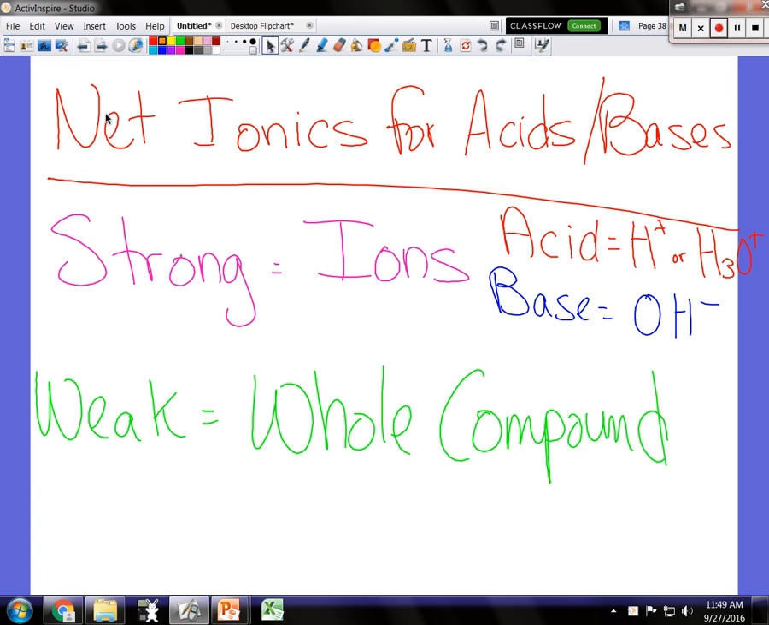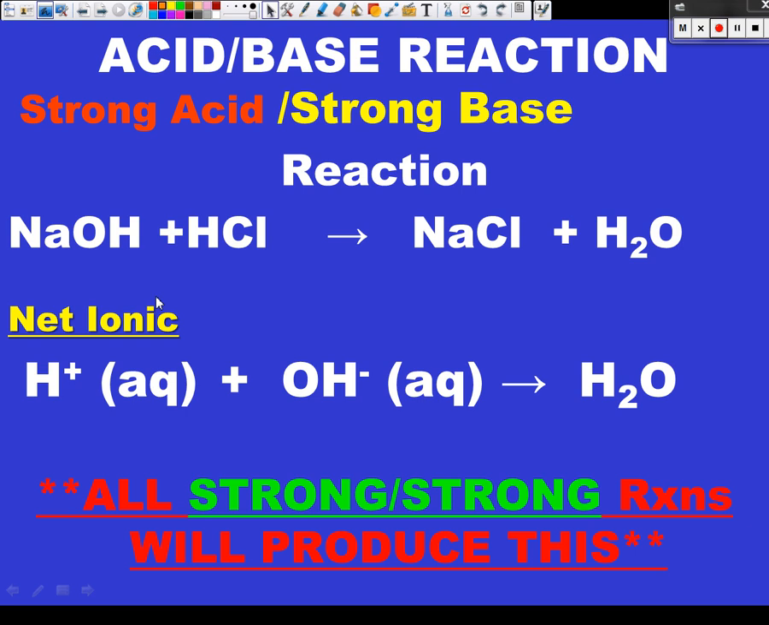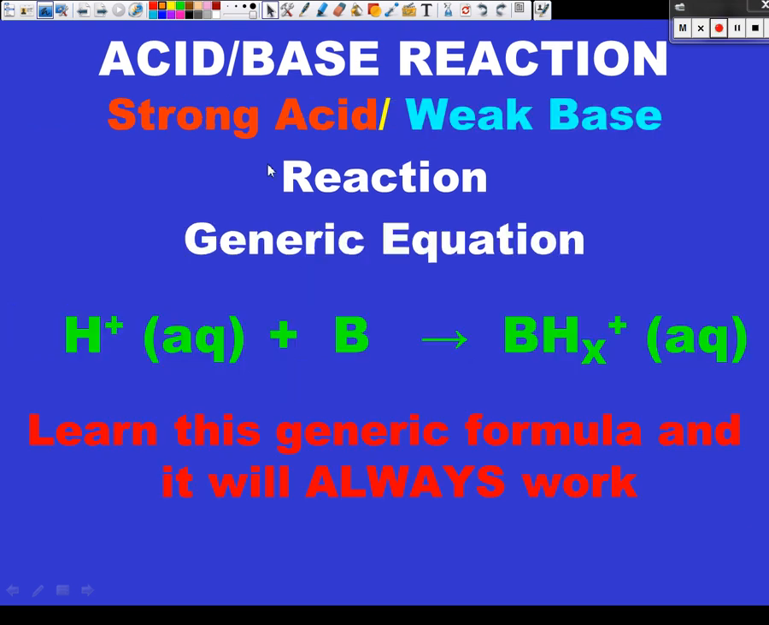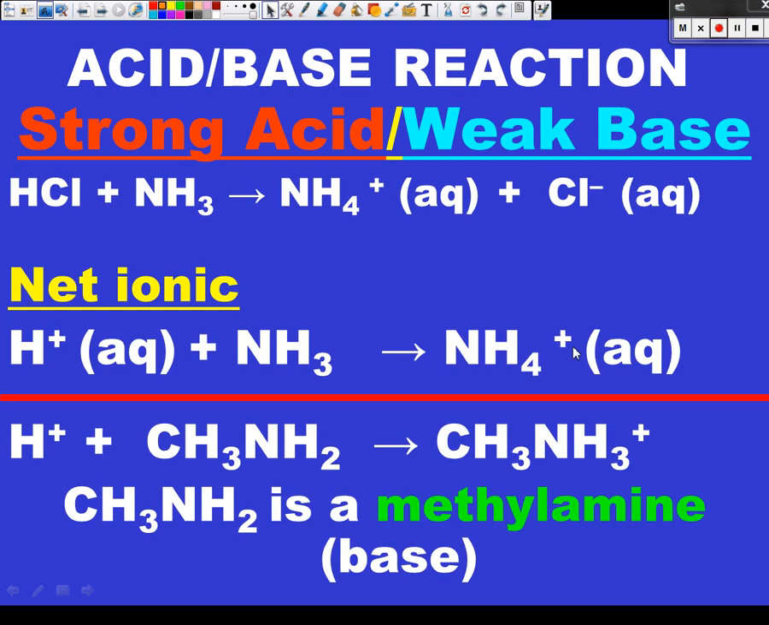So again, if it's strong, it's H plus OH minus yields the water. If it's a strong acid and a weak base, it's the hydrogen ion plus the base yields some form of a hydrogenated base compound. And we saw two examples. Yesterday we saw ammonia turn into ammonium when you mix it with an acid. Then we saw methylamine turn into a hydrogenated compound of itself.